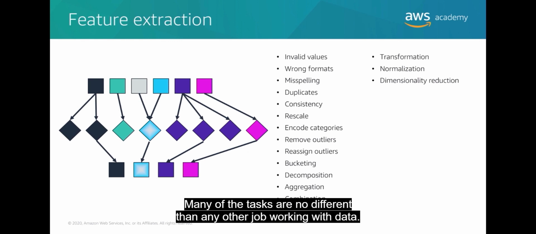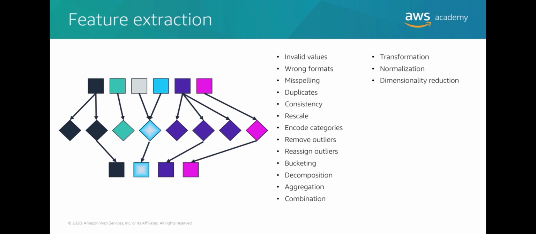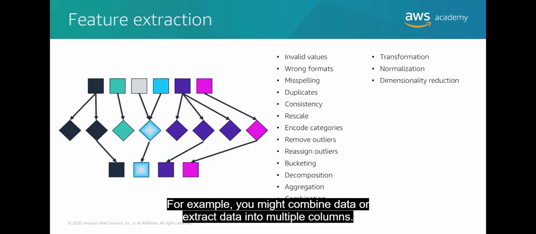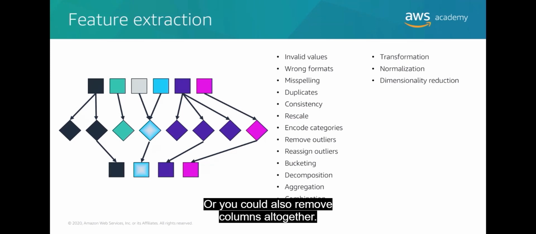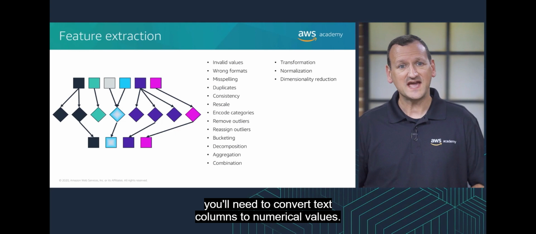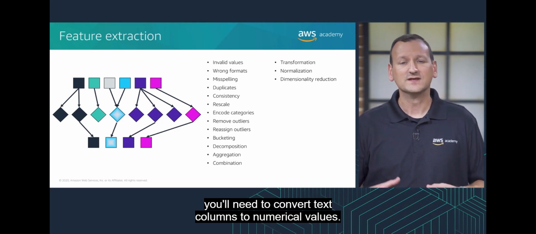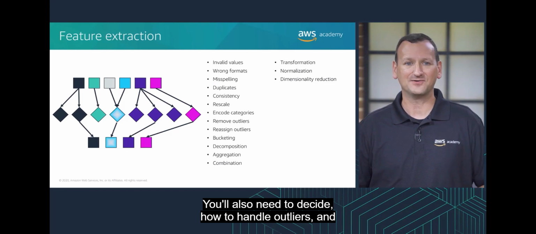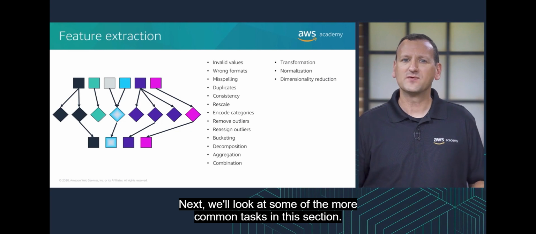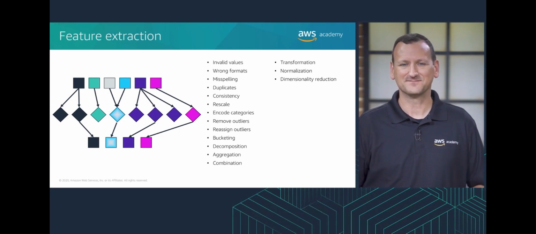Many of the tasks are no different than any other job working with data. You'll want to make sure data is in the correct format, that it's consistently represented, correctly spelled, among other tasks. For example, you might combine data or extract data into multiple columns. Or you could also remove columns altogether. Specific to machine learning, you'll need to convert text columns to numerical values. You'll also need to decide how to handle outliers and potentially rescale your data. Next, we'll look at some of the more common tasks in this section.